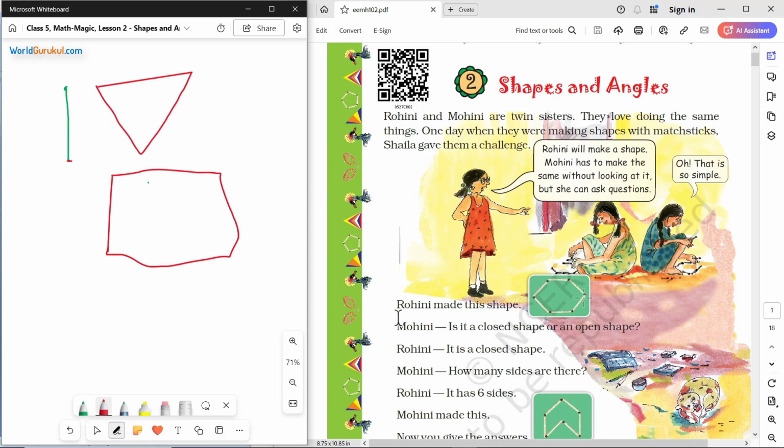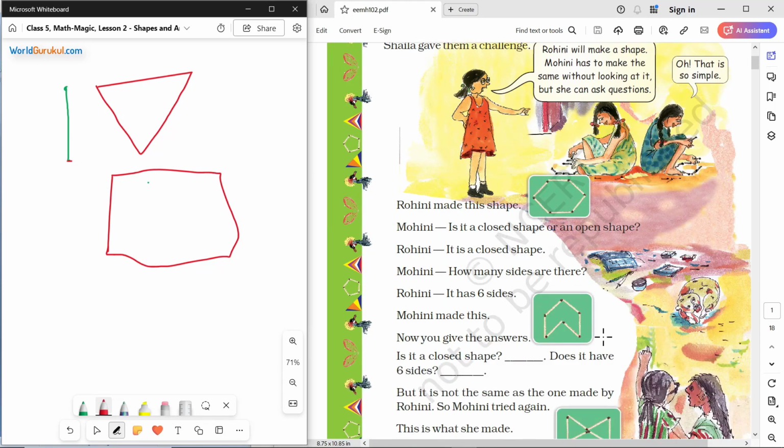Like here Rohini made this shape out of matchsticks. Can you tell whether this is open or closed? This is closed. You see end to end are touching. And can you tell what is the shape of this object? It is a hexagon. You see how many sides are there? 1, 2, 3, 4, 5, 6. 6 sides. Six-sided shape is called hexagon. Right? So this is a closed shape.